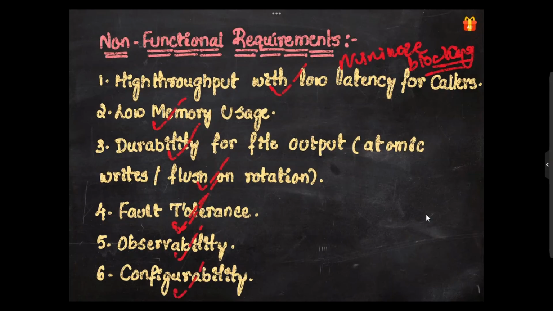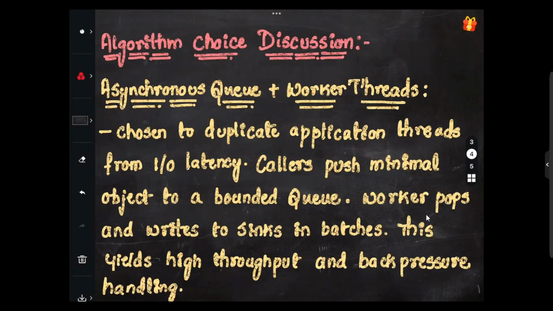When I say configurability, we are speaking of the formats, rotation size, as well as the retention. We can add one more thing, batch interval as well. So these are the things that we need to take care of. So this is about the functional and non-functional requirements. Now, let's move on with the algorithm choice.